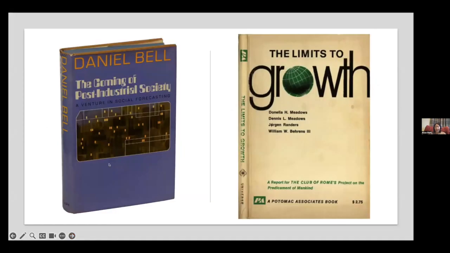So in order to think about this, I think it's instructive that although deindustrialization studies in general, and this group as well, focus more on history and the present day, but not so much on the future, one of the contentious figures from the 1970s, Daniel Bell, talked about the coming of post-industrial society as a venture in social forecasting, in which Bell predicted a post-industrial transition away from manufacturing jobs towards an information and knowledge economy.